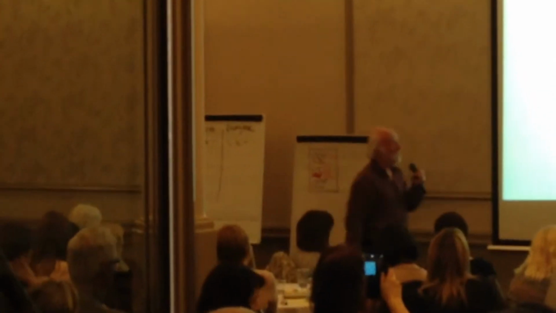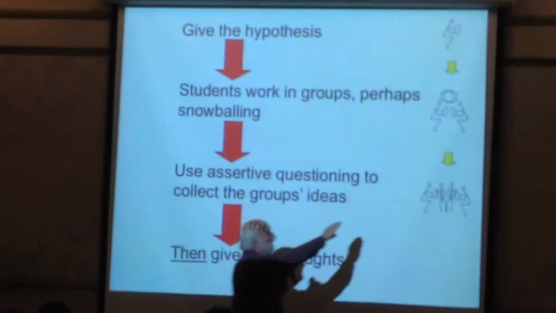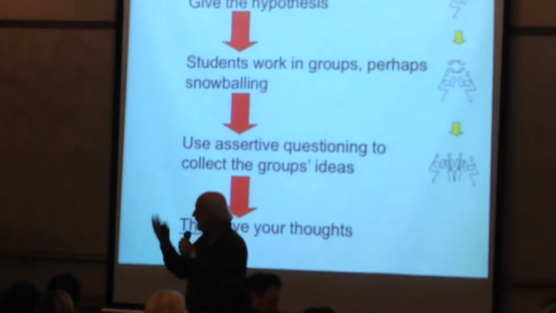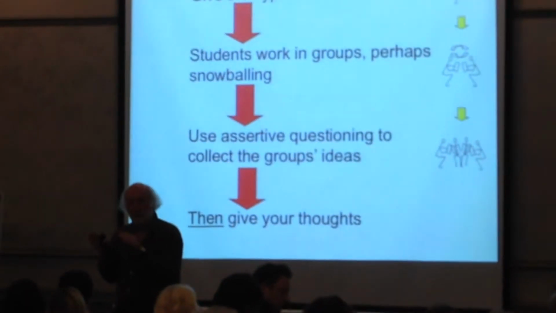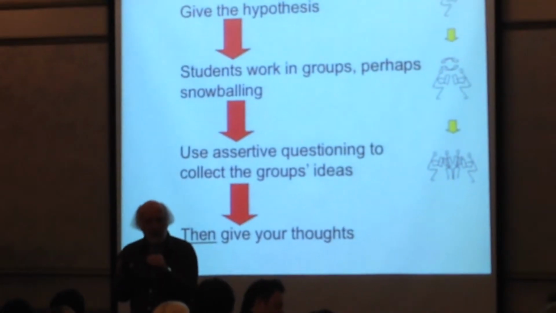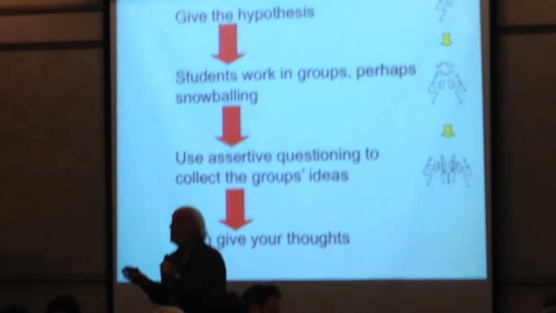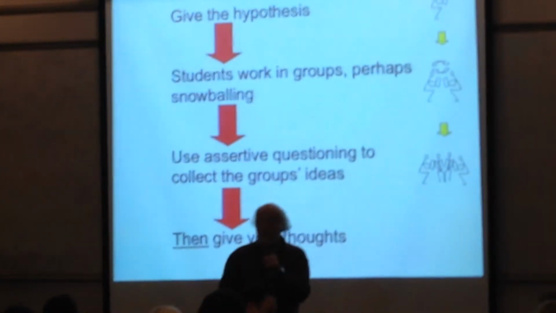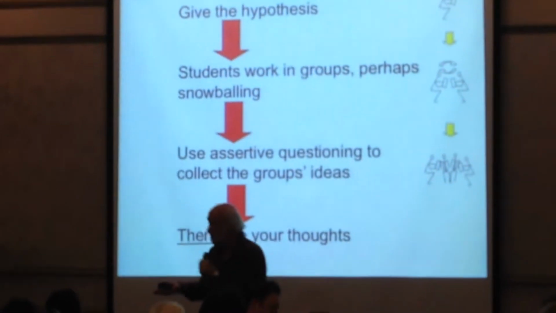And then, if you want, you can get the pairs to pair up into a foursome. And again, they can look at each other's lists of agree and disagree, and draw up the best possible answer from that. Then, you use assertive questioning. So you turn to the first group and you say, okay, give us one reason why you agree that screws are better than nails, or whatever.